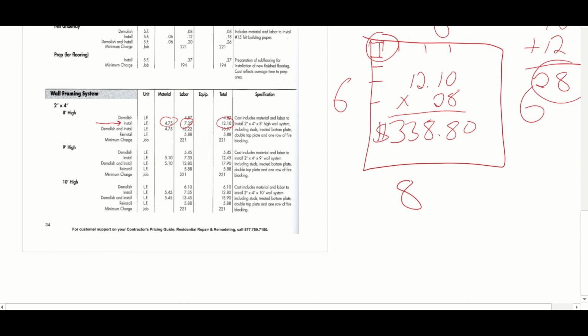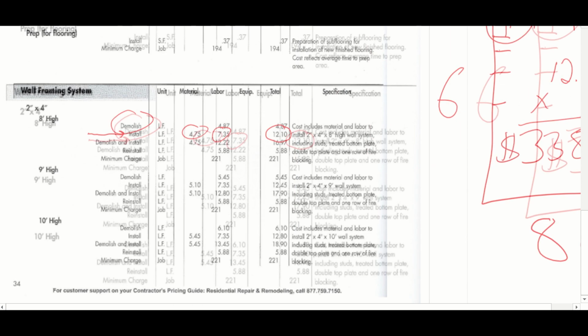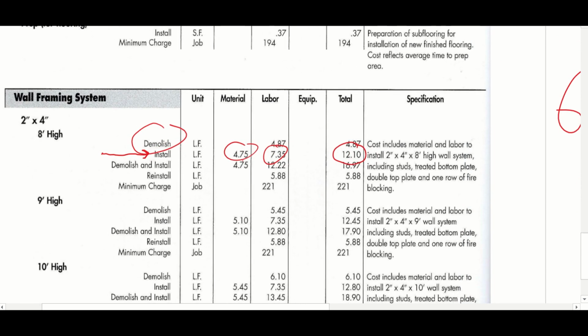Now that does not include demolition of the old wall. So if you're taking down an old wall, you'd have to add that part in. Again, on each of these jobs, there's a minimum charge. In this case, it's $221. At $338, we're well past the minimum, so we don't need to consider this. That's pretty much it, unless you want to tear down the old wall first, and then you just need to do the same thing we just did with that cost right there.